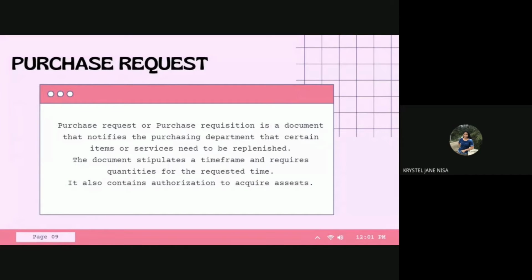Purchase request, or purchase requisition, is a document that notifies the purchasing department that certain items or services need to be replenished. The document stipulates the time frame and required quantities for the requested time. It also contains authorizations to acquire assets. A purchase request is a document detailing the required items, the number required, and when they will be required. It details what items and services are required, the quantity, supplier, and associated costs.